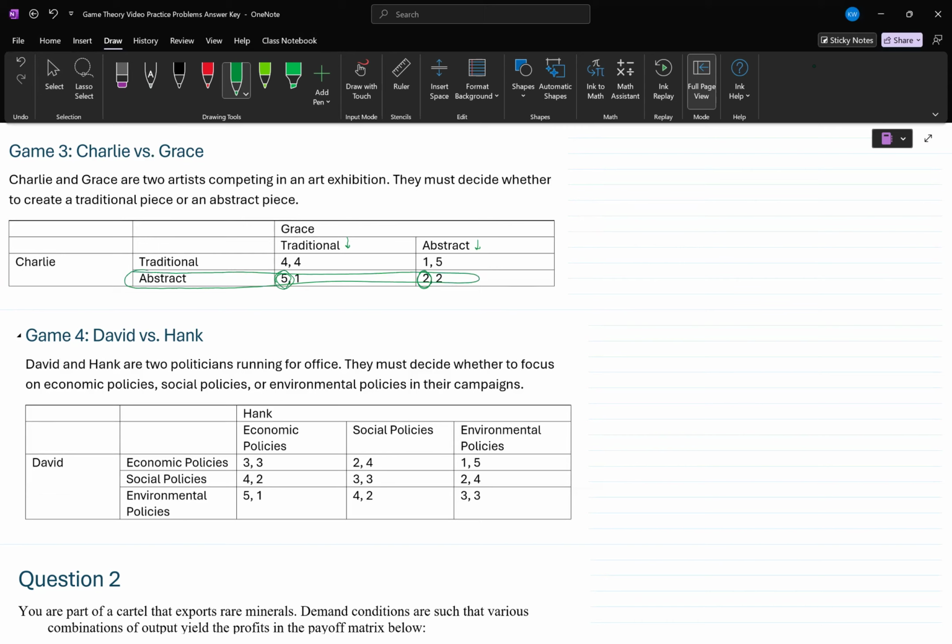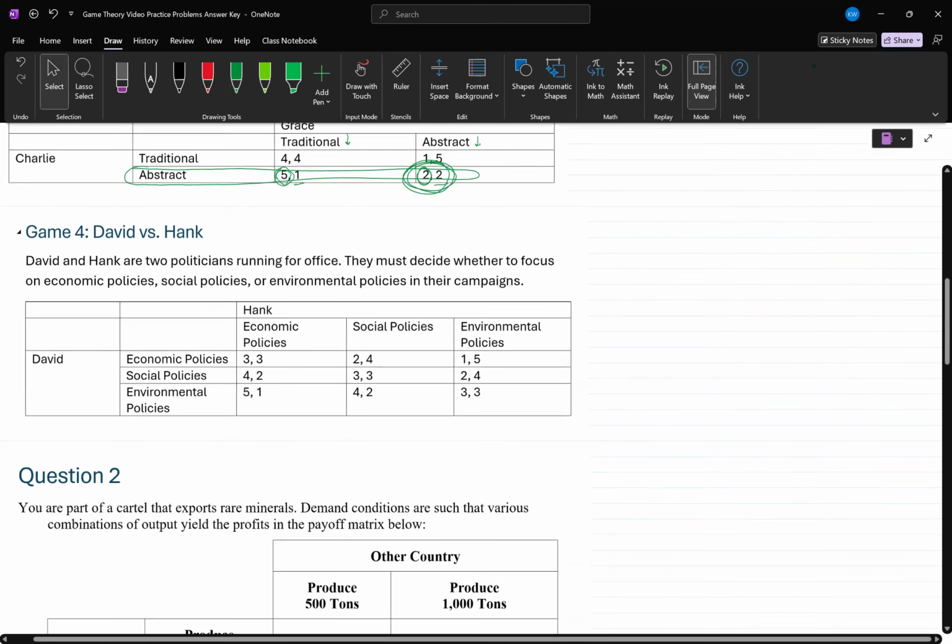Grace, knowing that Charlie's always going to play abstract, is facing the choice between a payoff of 1 when she does traditional and a payoff of 2 when she does abstract. And so her dominant strategy is abstract as well. And the Nash equilibrium is at the 2-2 cell.